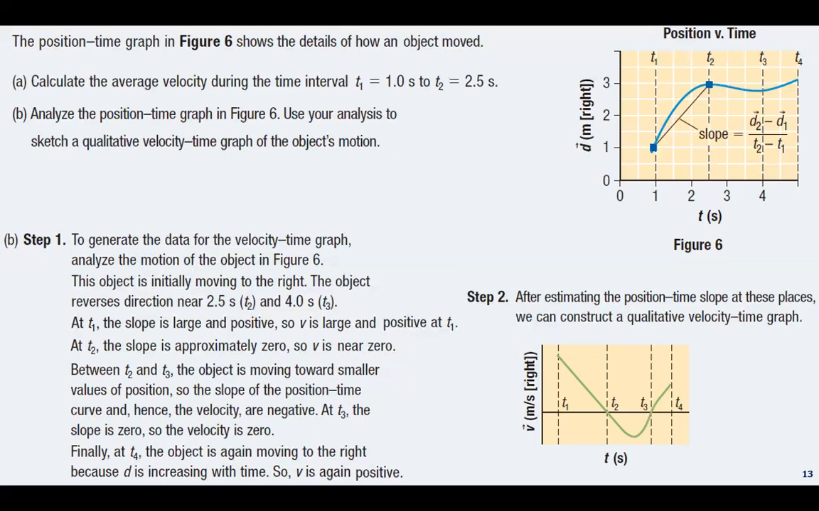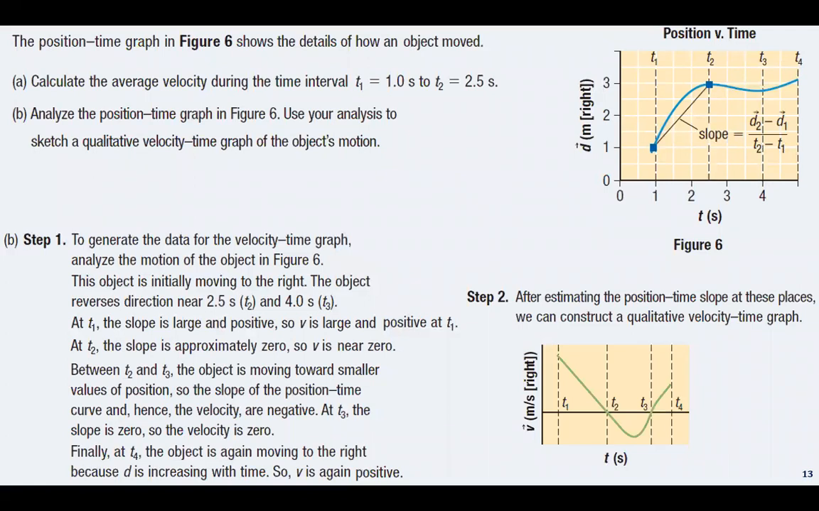At t2, the slope is approximately 0. So v is near 0. And then between t2 and t3, the object is moving towards smaller values of position. So the slope of the position-time curve, and hence the velocity, are negative. At time t3, the slope is 0, so the velocity is 0. Finally, at t4, the object is again moving to the right because d is increasing with time, right? So v is again positive.